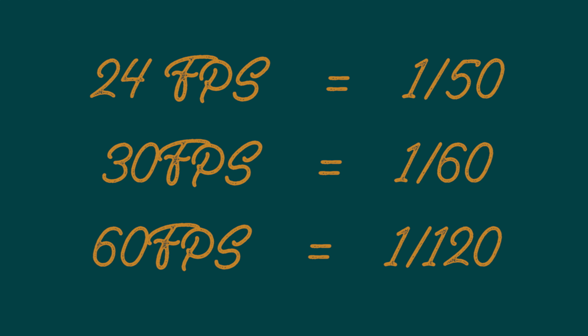So if you set your frame rate to 24 frames per second, 30 frames per second, or 60 frames per second, you just double that number and set your shutter to that. That is a general rule to create the most natural motion blur, but you can play around with the shutter speed to get more creative shots.